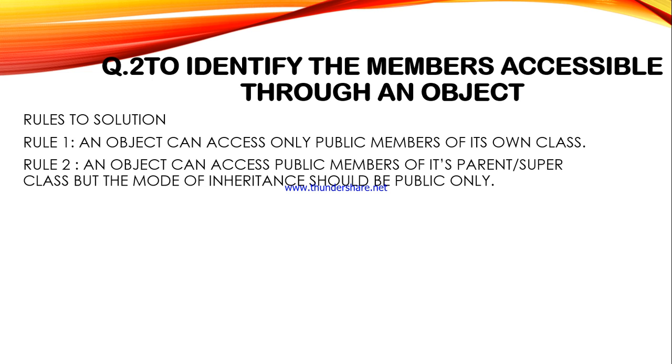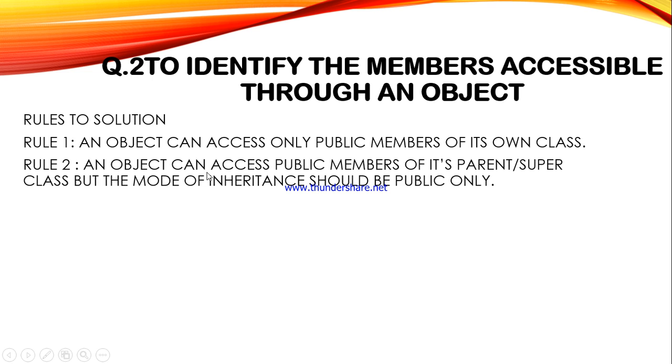So the second question is to identify the members accessible through an object. I am giving you 2 golden rules to solve this question. First of all, an object can access only public members of its own class. First of all, find out all the public members of its own class and write them on your exam sheet.